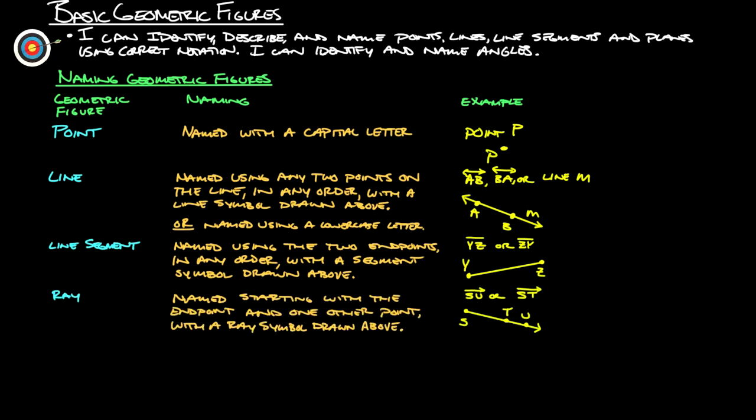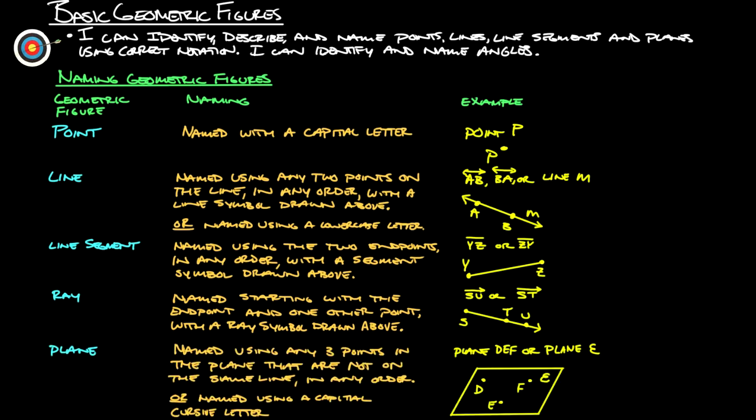Okay, on a ray, you name it starting with the endpoint and use one other point with a ray symbol drawn above. So for example, we have S, T, and U here. It starts here at the S and it goes on forever and ever in this direction. So on a ray, you actually want the first letter to be your endpoint or your starting point, and then we could name it SU or ST with the ray symbol above it.